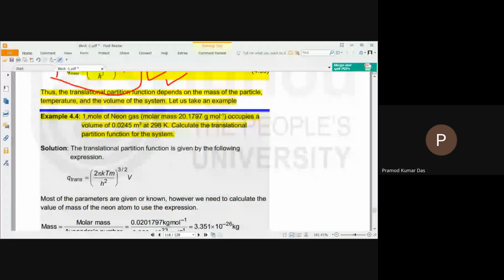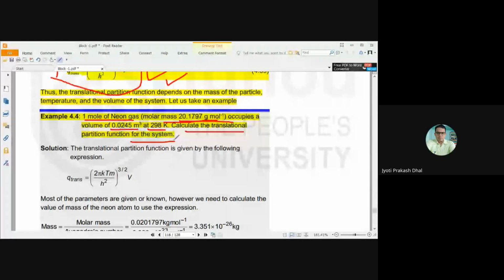1 mole of neon gas. We know that the molecular mass of the neon gas is 20.1797 gram per mole. So here the gas occupies a volume of 0.0245 meter cube at 298 Kelvin. Calculate the translational partition function for the system.